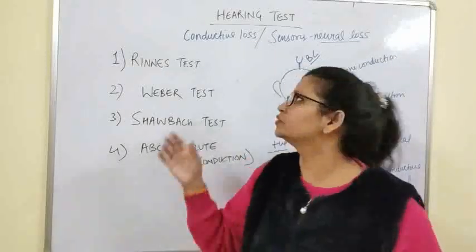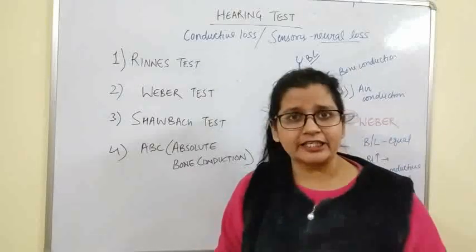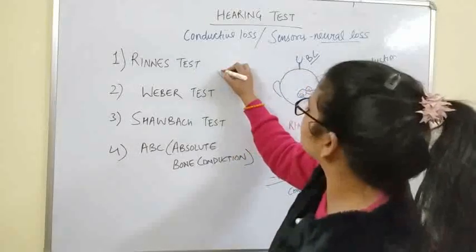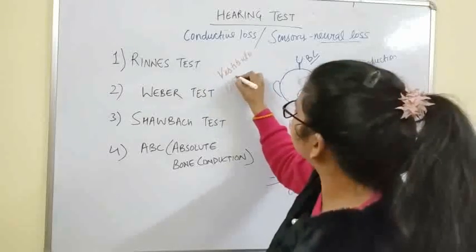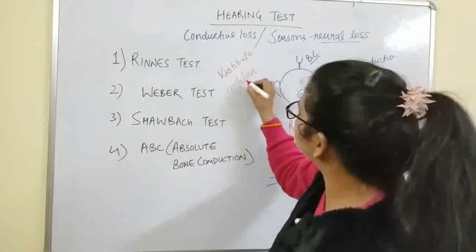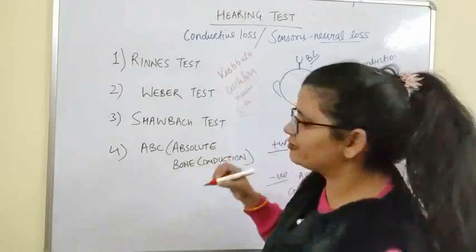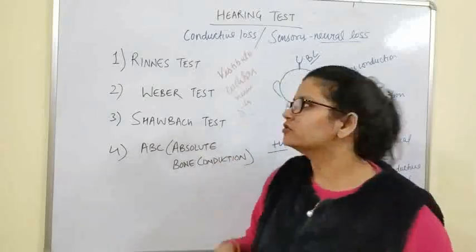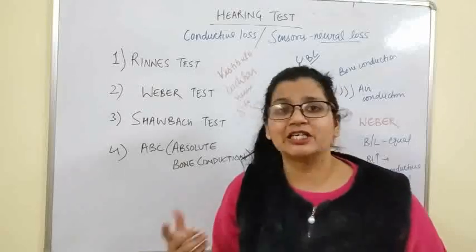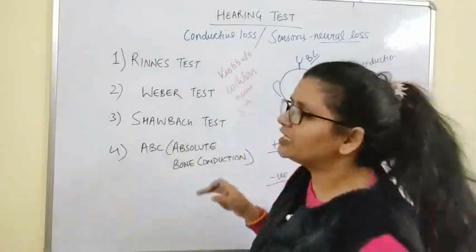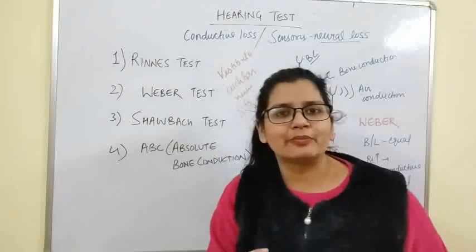Today we'll study about hearing loss. This is the examination of the 8th cranial nerve, the vestibulocochlear nerve, also called the cochlear nerve. When we talk about examination of this nerve, we have to assess the vestibular part, which helps in maintaining balance, and the cochlear part, which is for hearing. In this video we'll be talking about only the cochlear part examination.